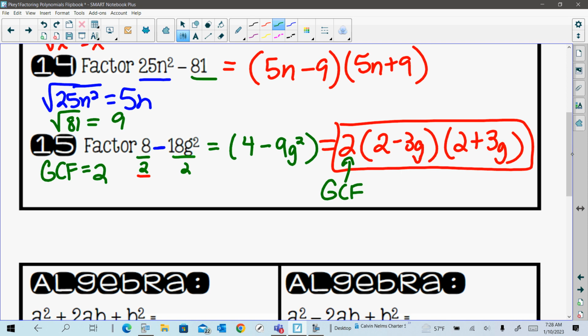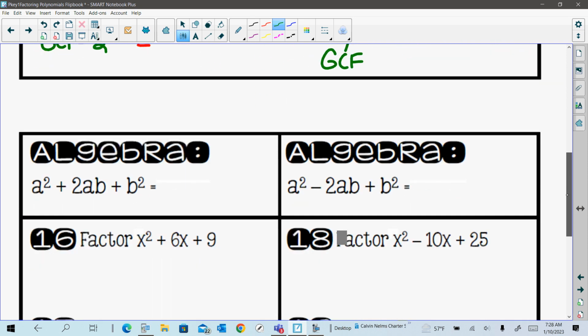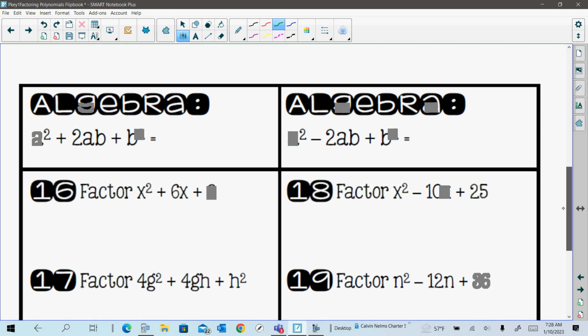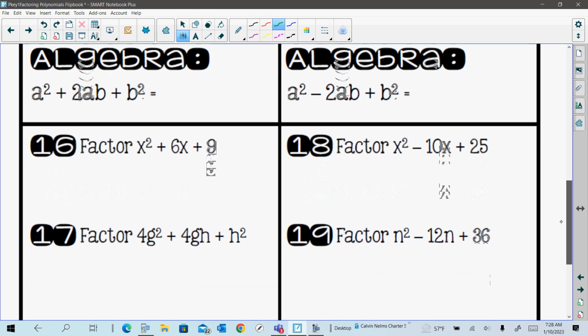Trinomials. All right, so then the next two are types of special trinomials. This is when you have to look at your first and your last term to see if it's a perfect square.